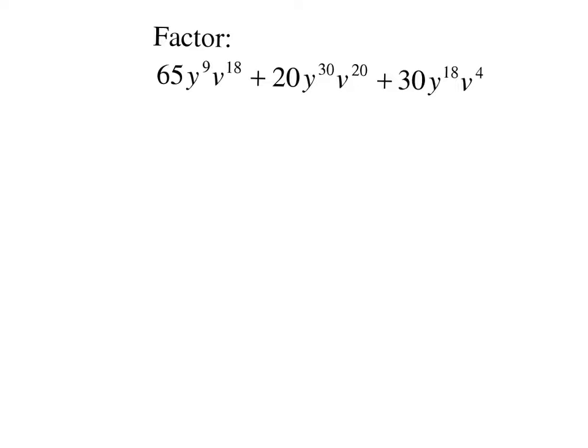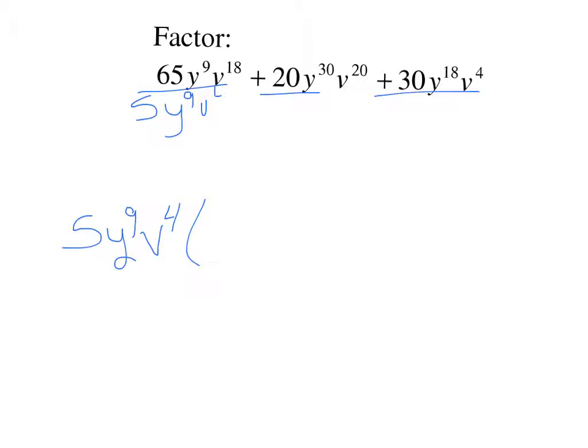All right. On this example, we have 65, 20, and 30. What's the highest number that goes into 65, 20, and 30? I believe that's 5. We have some y's common. If we choose the smallest exponent, that would be y to the 9. We have some v's common. If we choose the smallest exponent, that would be v to the 4. So this is the GCF. And we're going to divide all three of these terms by 5, y to the 9, v to the 4.